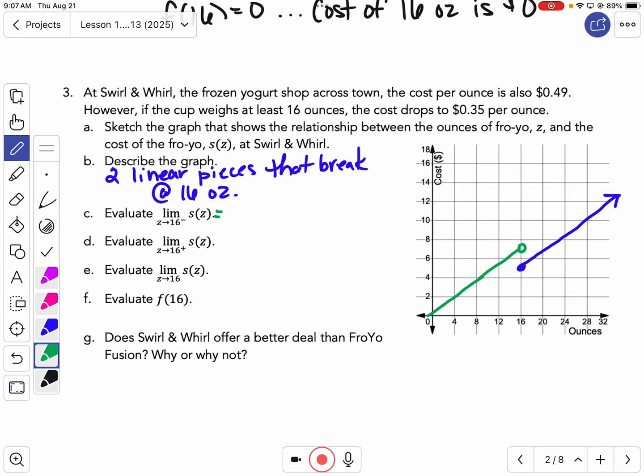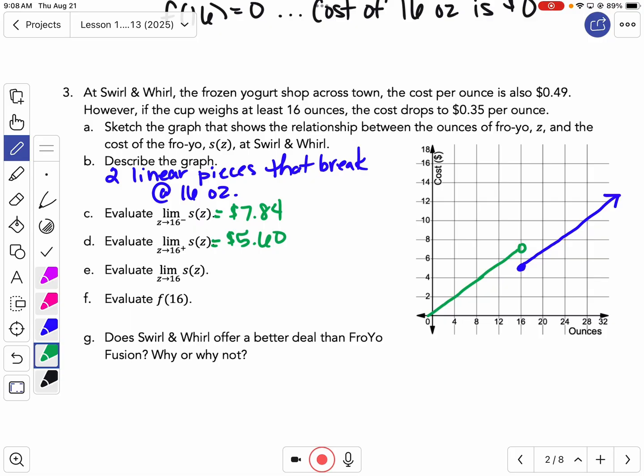What value are we getting close to? 7.84. Okay, it's 0.49 cents an ounce. All right, it's 49 cents an ounce. What about as we approach from the right? That's the $5.60. So the price changes, okay? And I got that by just taking 0.35 times 16, okay?